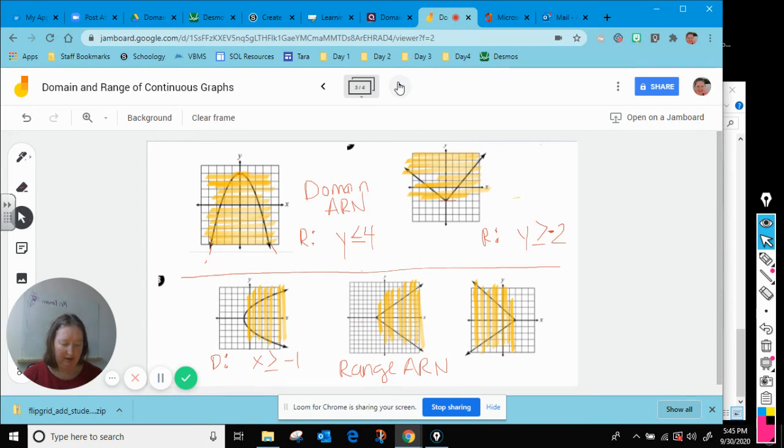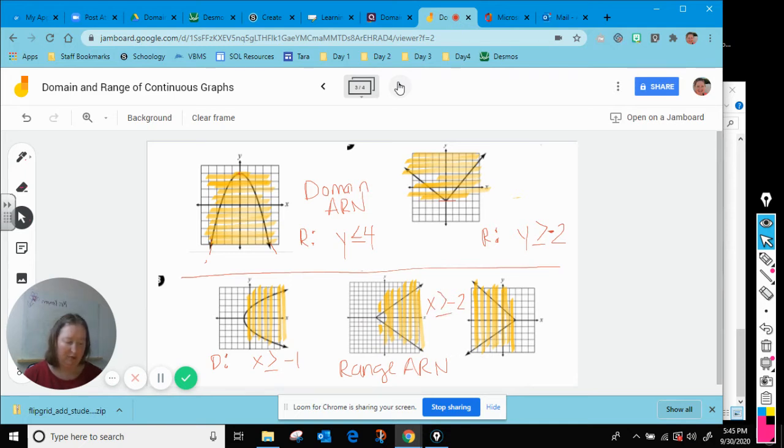Then on the second graph, we have x. We always have x when we're talking about domain. And it looks to me, I'm just going to erase a little bit so you can see very clearly, it looks like it's at -2. So -2 is my number. And because it's opening basically to the right, all these values are greater than -2.